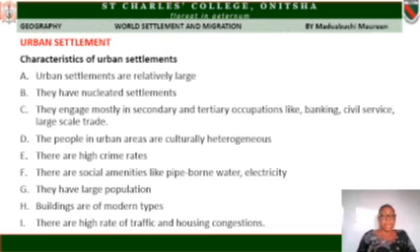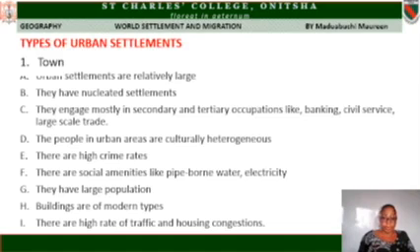Five, there are high crime rates. Six, there are social amenities like pipe-borne water and electricity. Seven, they have large population. Eight, buildings are of modern types. Nine, there are high rates of traffic and housing congestion. For example, in Onitsha here, whenever in the morning, you find it difficult to go to school, to go to market because of traffic congestion.